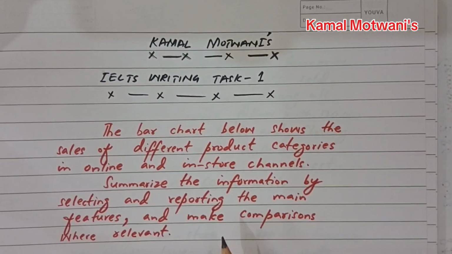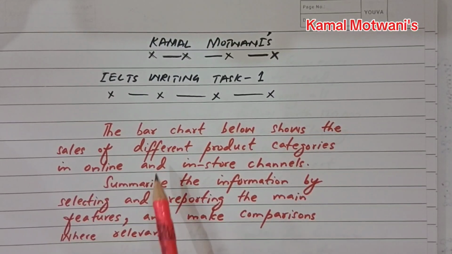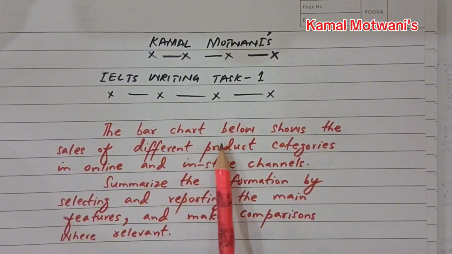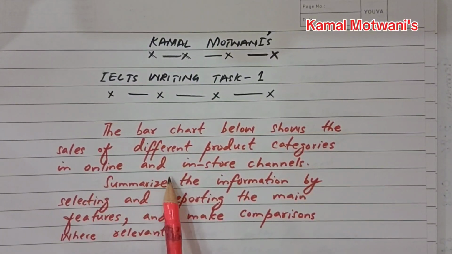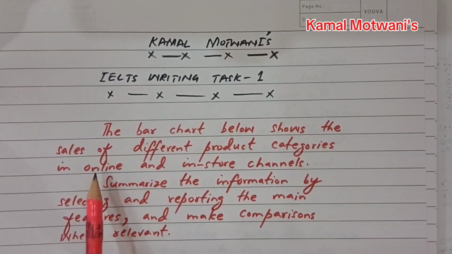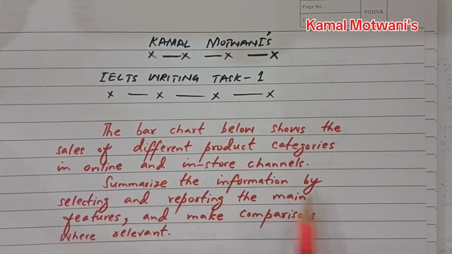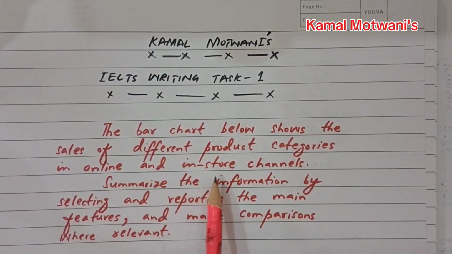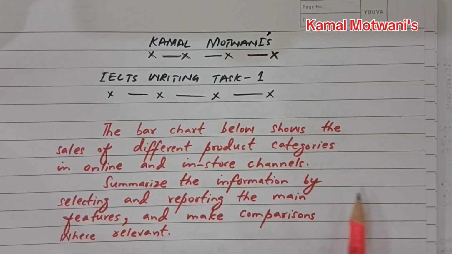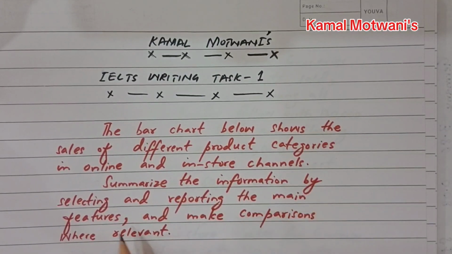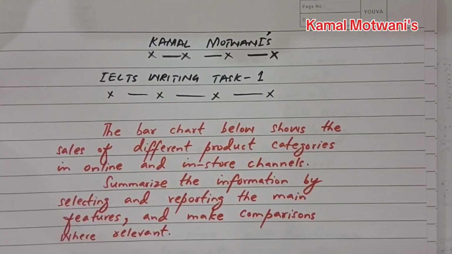Here is the statement that is given by the examiner. The statement says the bar chart below shows the sales of different product categories in online and in-store channels. So here is a comparison between online stores and in-stores, which means which are physically present. Summarize the information by selecting and reporting the main features and make comparisons where relevant. Let's first discuss what the bar chart is and let's interpret it.